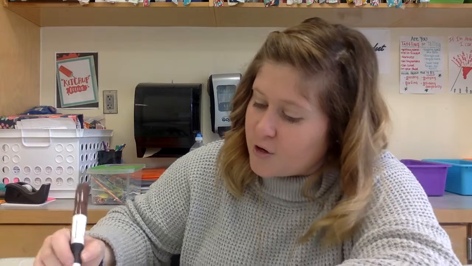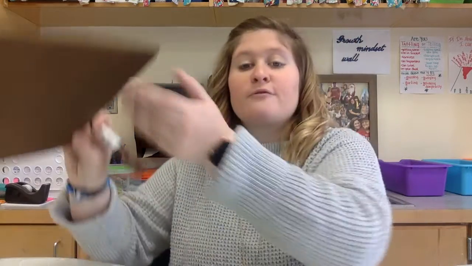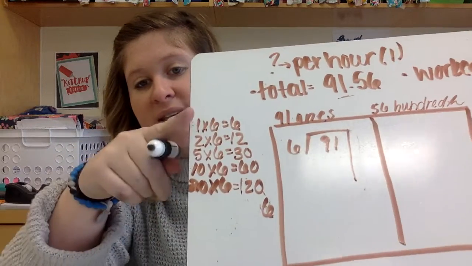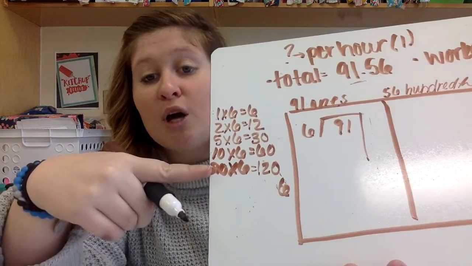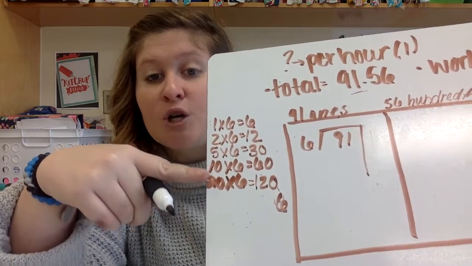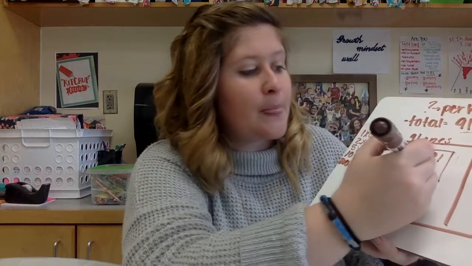1 times 6 is 6. 2 times 6 is 12. 5 times 6 is 30. 10 times 6 is 60. 20 times 6 is 120. Okay. So I have those written off to the side so that you can see them. And I'm looking for what number could fit into 91. Well, 120 is too big, so I'm going to start with 60.